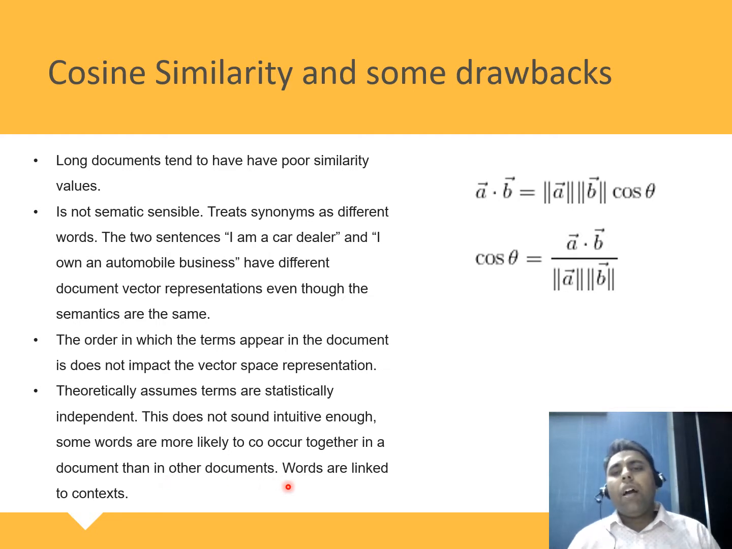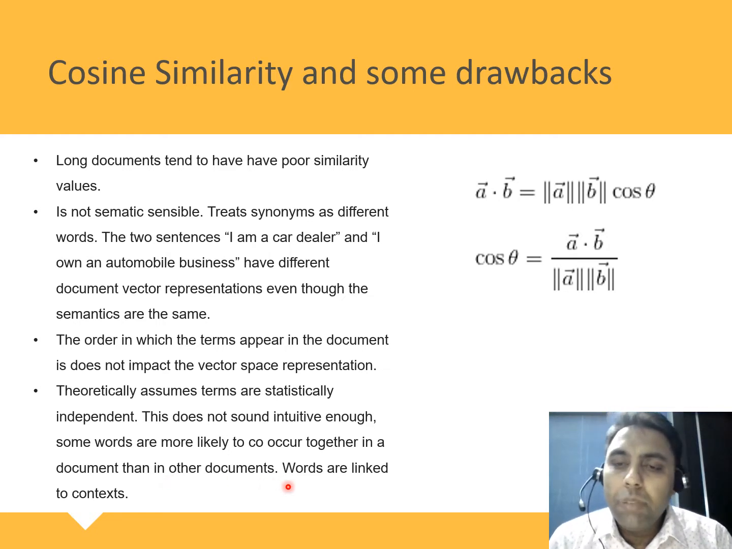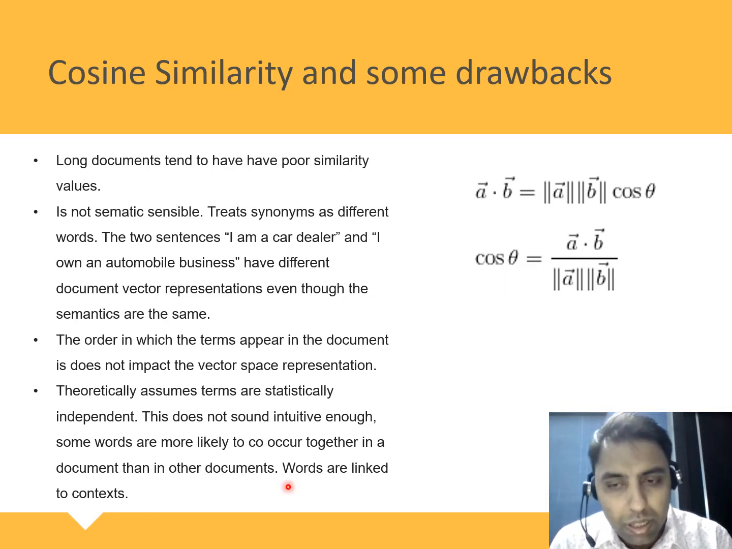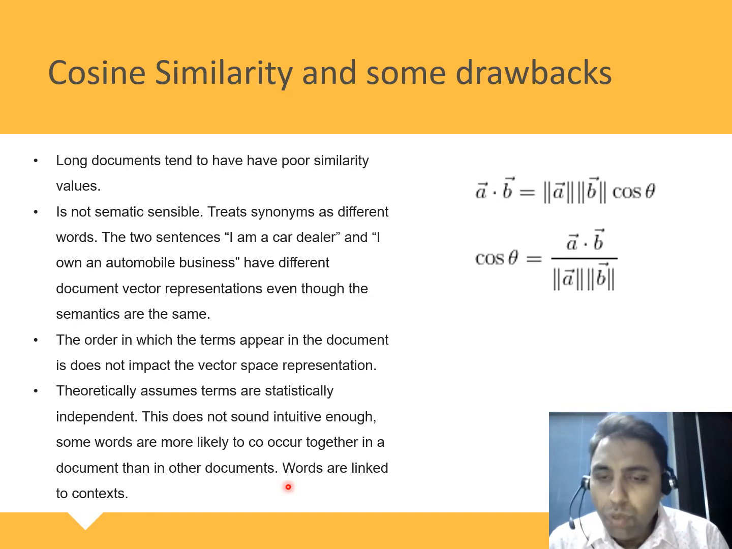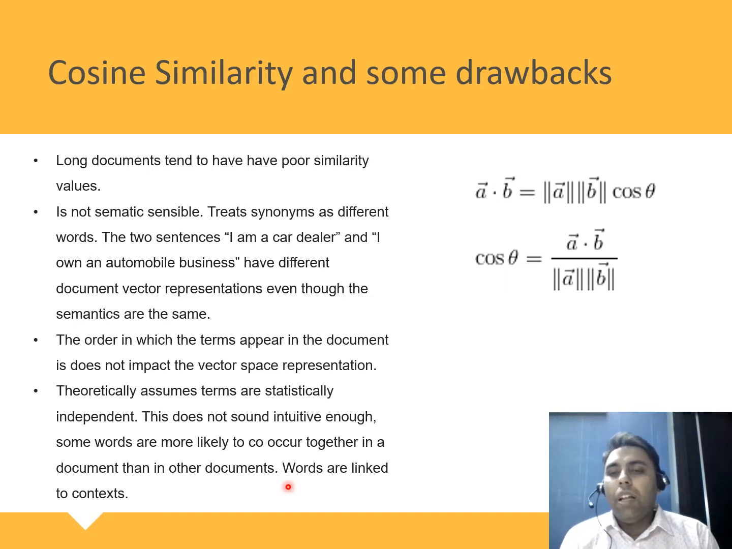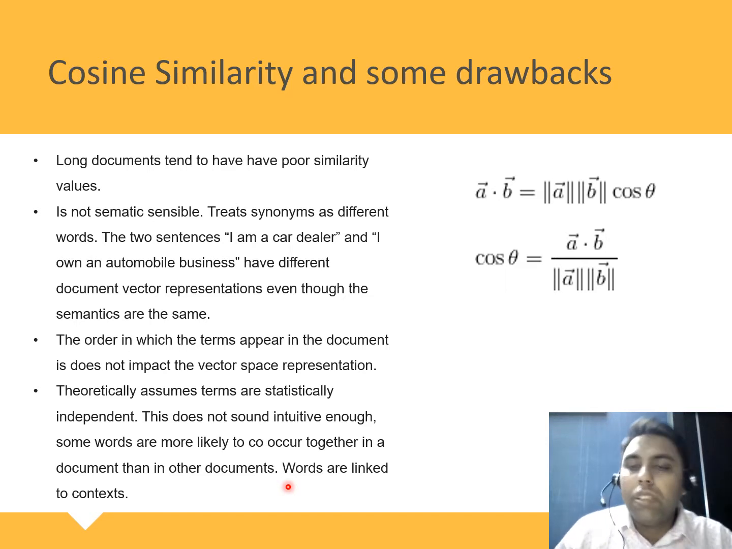So this assumption is also not always very intuitive. Okay, but having said all this, in most cases, cosine similarity and the vector space representation does work. Wherever it doesn't work, there are ways to handle the disadvantages, and one of the ways being latent semantic analysis, which we will look at in one of the subsequent videos.